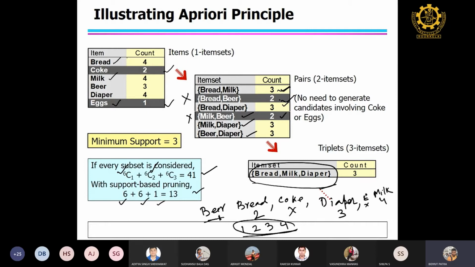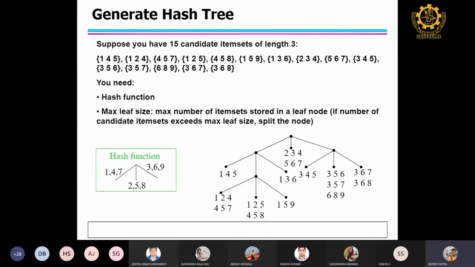Once we generate the candidate item sets, we go for validating whether the candidate item set is frequent or not. But for doing so, as we have seen, it is computationally intensive. Therefore we use a hash tree structure. So let's say here, suppose we have 15 candidate item sets generated, each of length 3. So it can be 2, 1, 2, 3, 4. In this example, how to generate the hash structure of the candidate item sets.